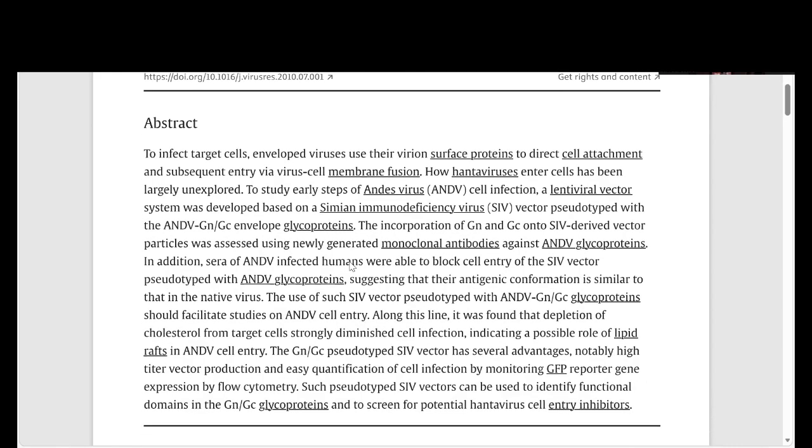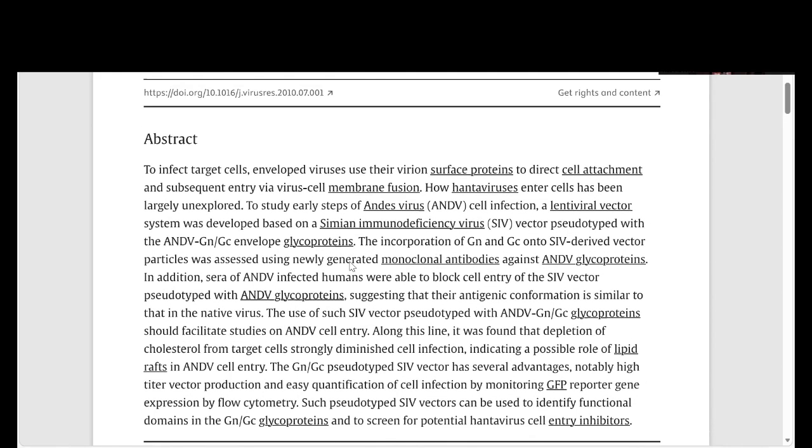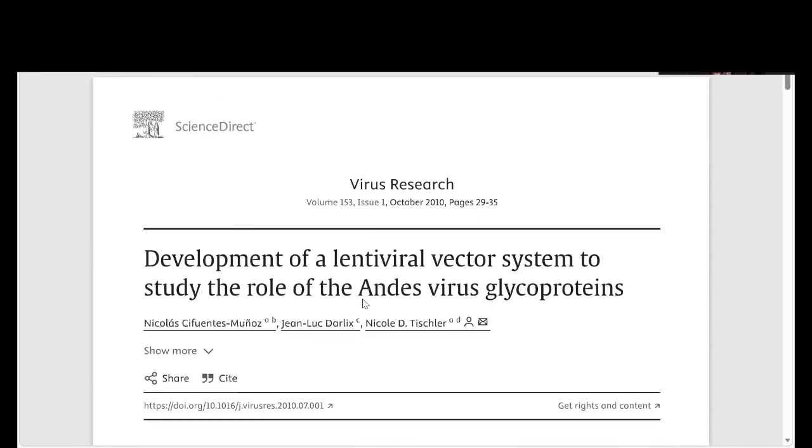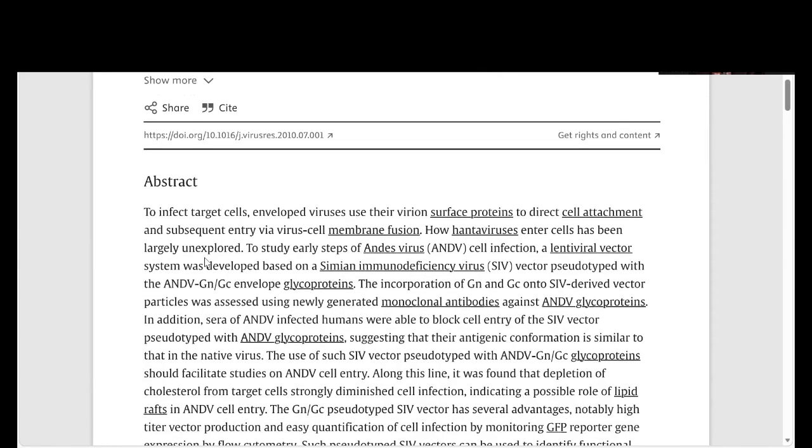So let's go through the abstract. To infect target cells, enveloped viruses use their virion surface proteins to direct cell attachment and subsequent entry via virus-cell membrane fusion. How hantaviruses enter cells has been largely unexplored. Now, you have to remember, this was written in 2010. We know how they're done now.